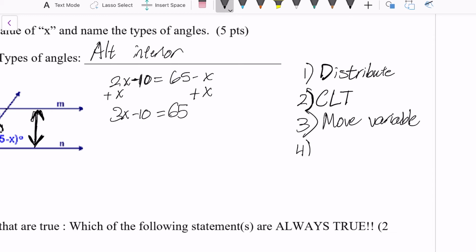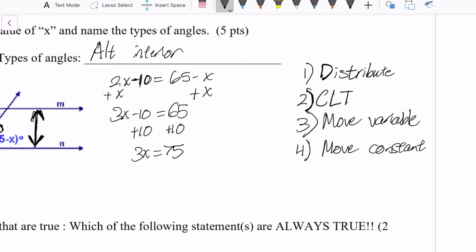Now, step 4 is to move the constant. I move the constant that's on the same side as our variable. So that's this minus 10. To undo minus 10, I add 10. So then I get 3x equals 100. What am I talking about? 100? What? 3x equals 75. Not thinking straight today.